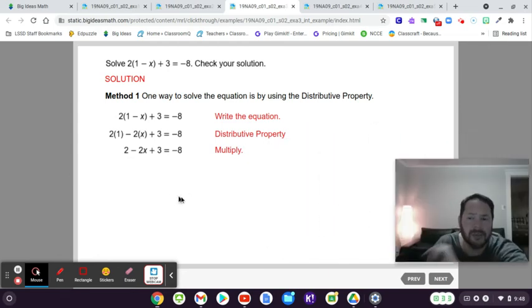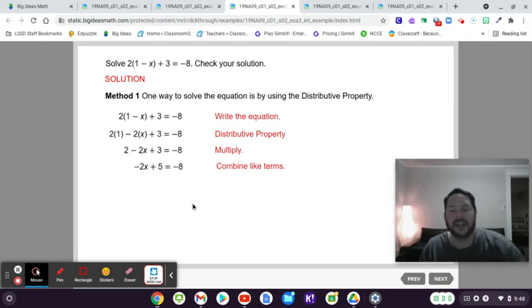So now you want to combine like terms again before you start moving stuff around. On the left, we have 3 terms. This 2 and this plus 3 can be put together to make 5. So now we've got negative 2x plus 5 equals negative 8. Now you move stuff, now that you can no longer combine like terms.